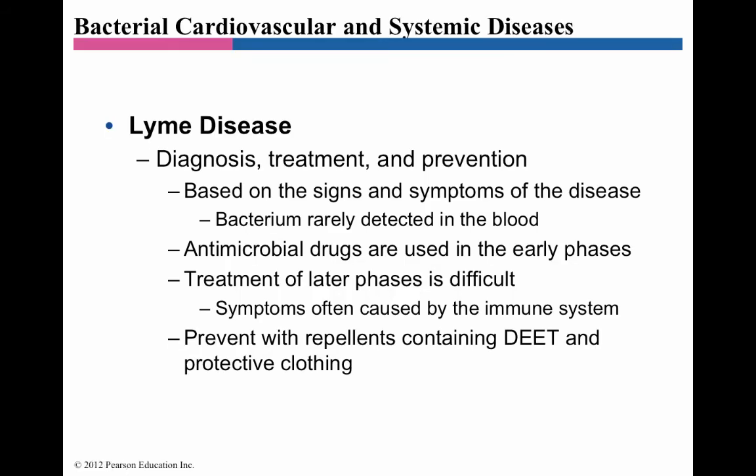All right, so treatment and prevention of this, the treatment and diagnosis anyway, is going to be based on signs and symptoms. Bacteria are rarely detected in the blood. It's mostly signs and symptoms, and they can look for antibodies to the bacteria. They're going to use antimicrobial drugs, especially effective in the early phases. Treatment of later phases is difficult, and people can end up with chronic Lyme. What you want to do to prevent this is prevent getting bitten by deer ticks. You need to wear repellent and protective clothing.